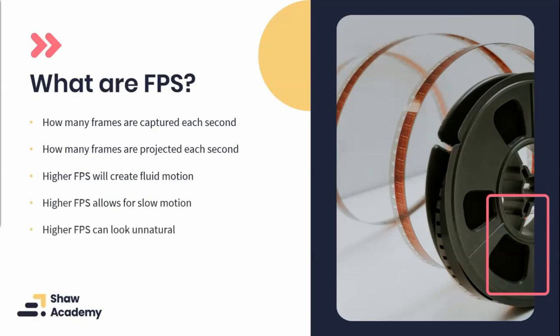And higher FPS, however, can look unnatural. We'll speak about this a little bit more throughout this lesson and indeed throughout this course. But at a certain point, if you're shooting at very high FPS, it actually doesn't look right to our eyes. Because there's no natural motion blur happening, it looks unusual to us. And frames per second, just to reiterate, is used in both recording and in playback of our videos as well.